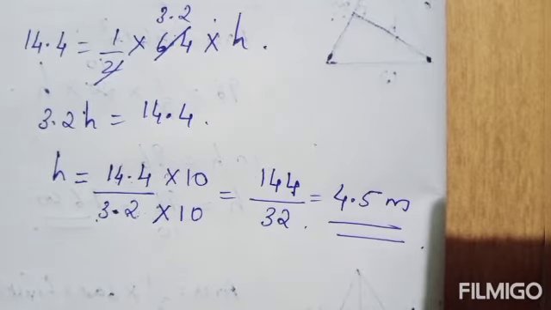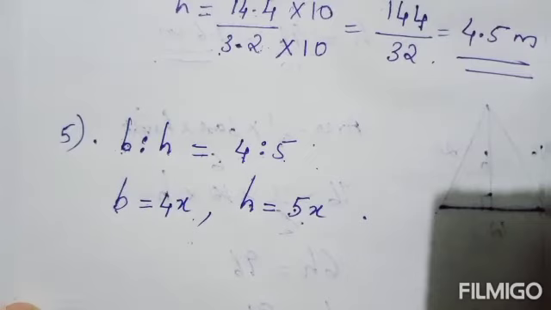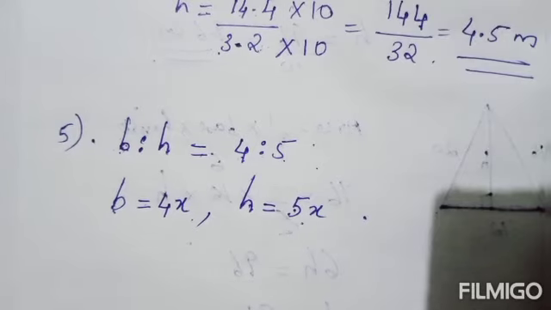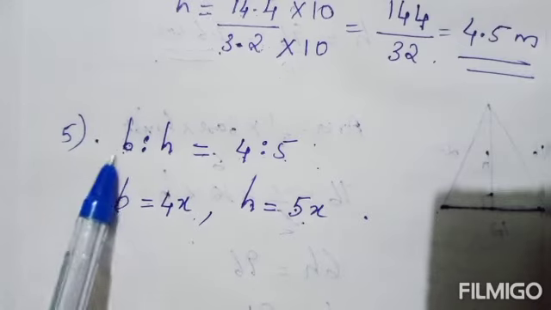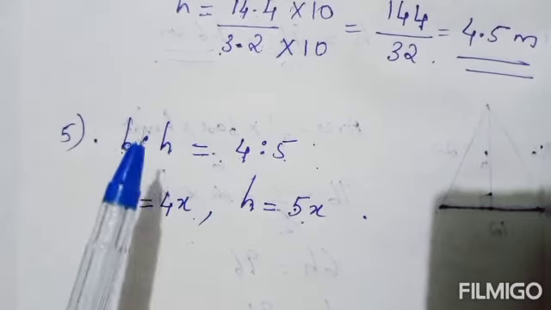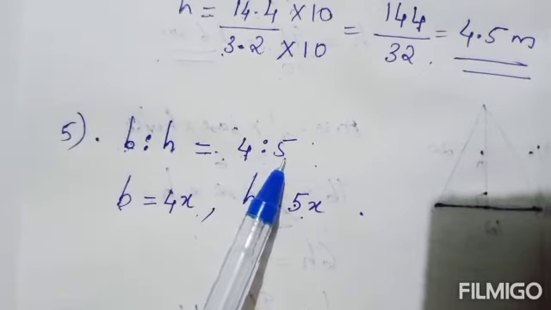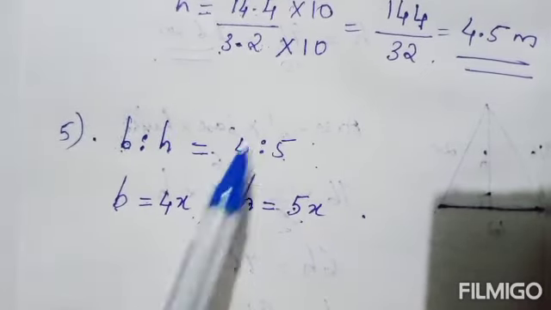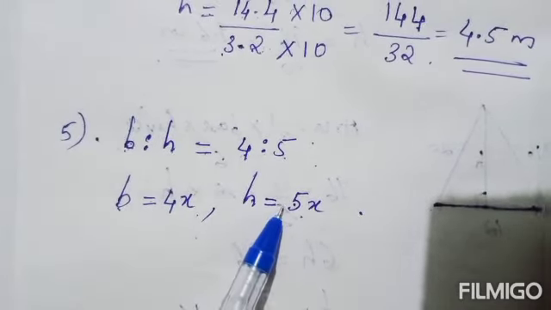Okay, 4.5 meter. Fifth question. The base and the height of a triangle are in the ratio 4:5. If the area of the triangle is 40 meter square, find its base and height. In the question, the base to height ratio, that is b is to h, is given as 4:5. So let us take a base equal to 4x and a height equal to 5x. If a ratio is given, you can take the base and height like this, 4x, 5x.